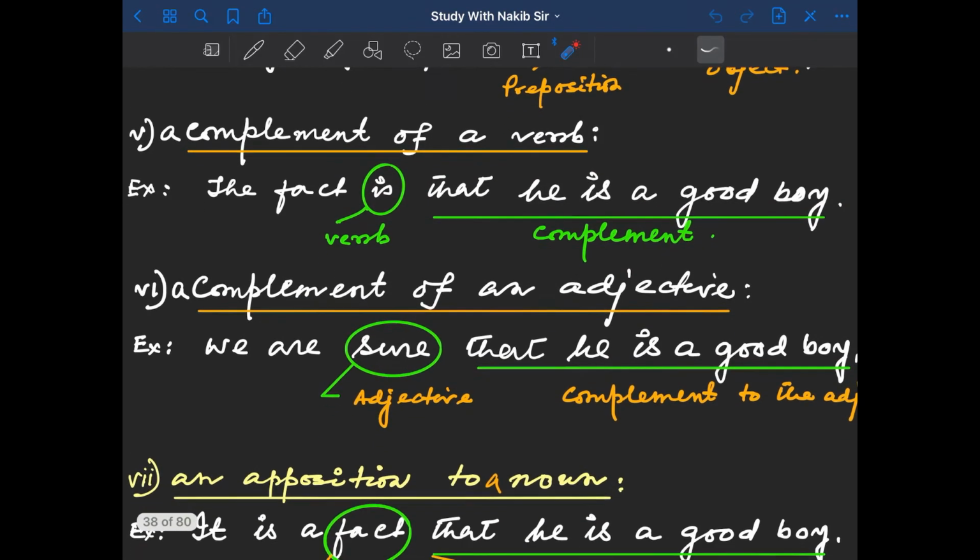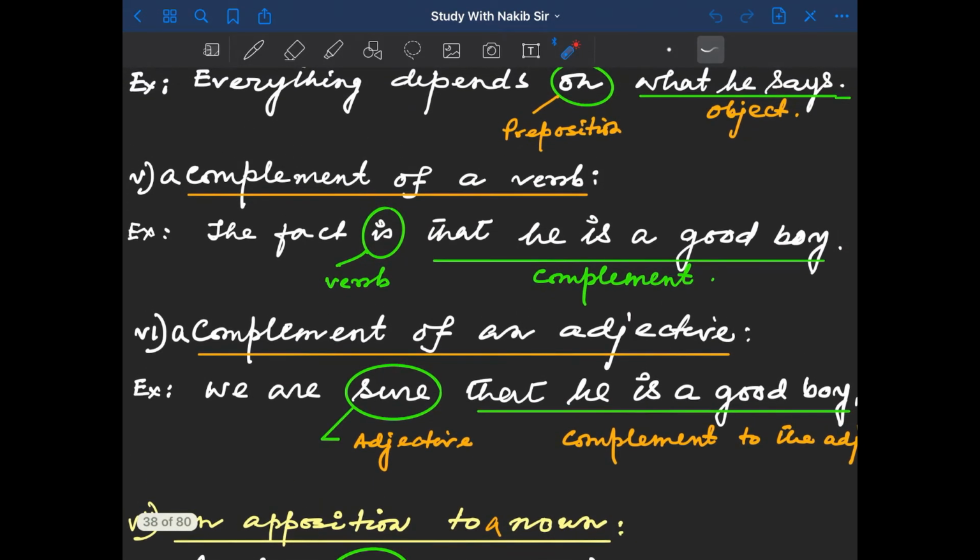Next one, a noun clause is used in a sentence as a complement of an adjective. See the example.